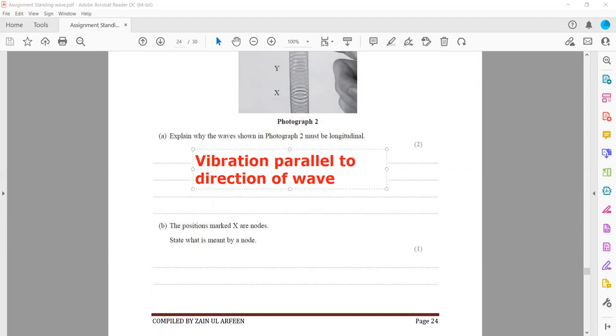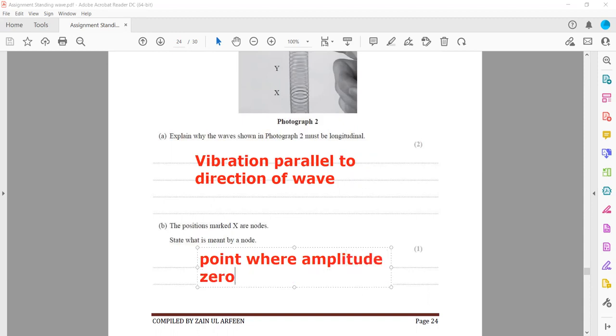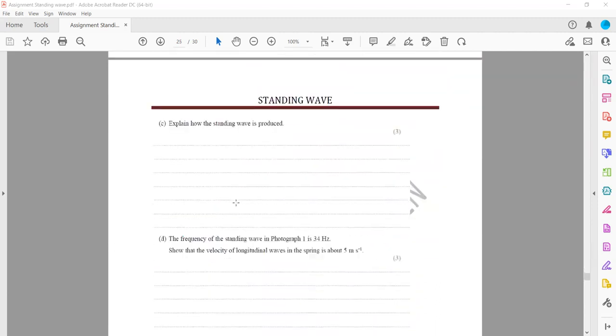So 1 mark is for mentioning that the vibration is in the same axis or parallel, and the second mark is for mentioning the direction of the wave. The positions marked X are nodes. What is meant by a node? You have to learn this. A node is the point where the amplitude or displacement is always zero. And the point where the amplitude is maximum, we call an antinode.